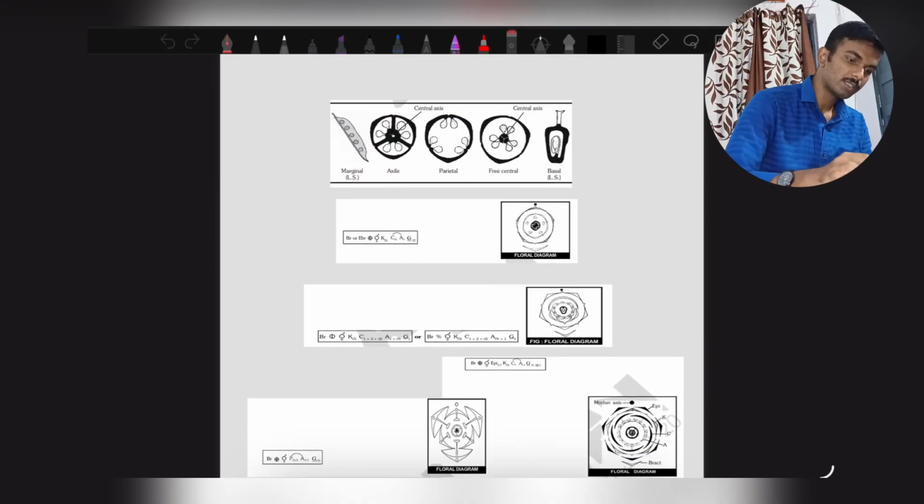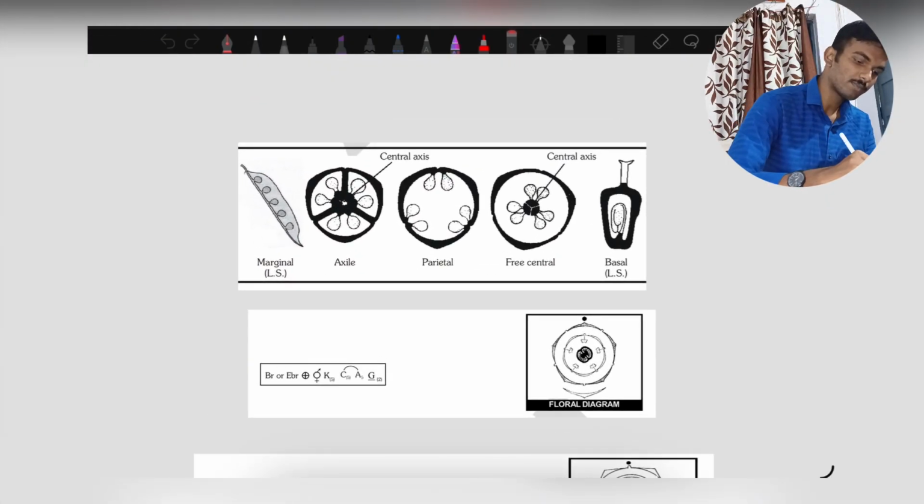So now this is the placentation. This is marginal placentation, this is axial placentation, this is parietal placentation, this is free central placentation, this is basal placentation.